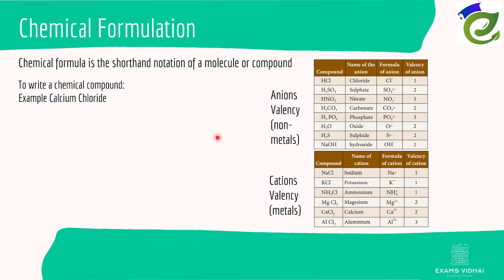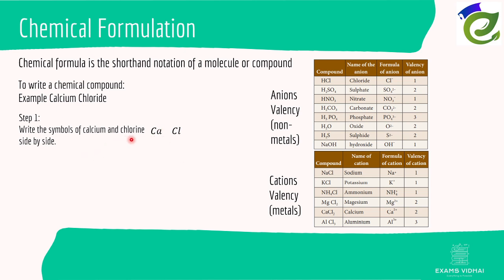Remember the letters and the numbers that are written for the formula. So let's use this table and try to form the chemical compound for calcium chloride. The first step is to write the symbol of calcium and chlorine separately. Do we have calcium here? Yes, you have. So just write its symbol, Ca. So you have Ca here.